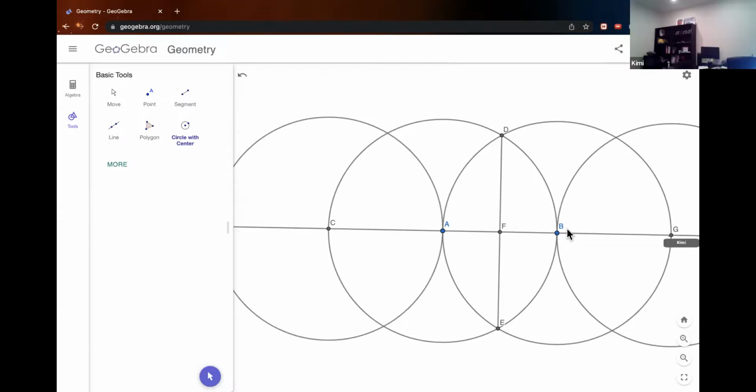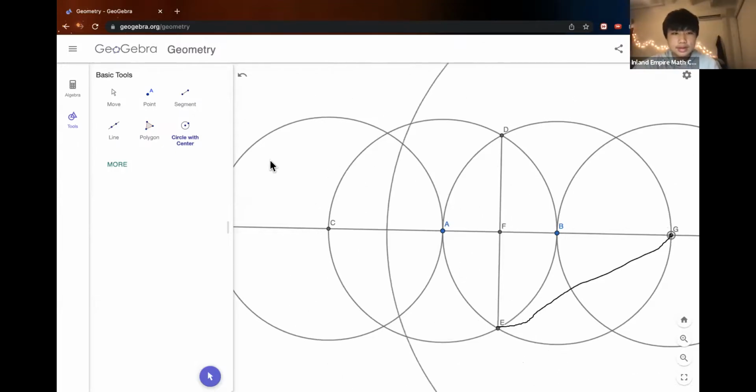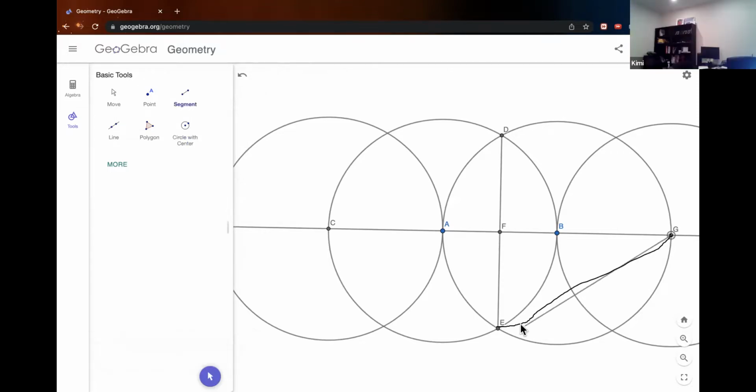Now a point right here. Like a line right here, from here to here. Oh, a line from there to here. Okay. And then right to here, and then to here, and then to the other side.